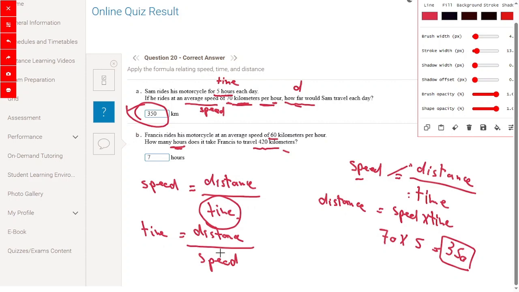Take care about the units. Here is kilometer, kilometer, and hour. Okay. So time would be in hours. Now the distance is 420 kilometers. And the speed is 60. So it would be equal to 7 because 0 will go to the 0. Divided by 6 is 1. Divided by 6 is 7. So 7 hours. Okay.